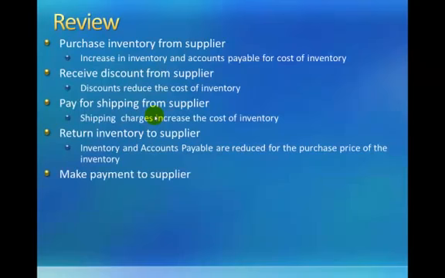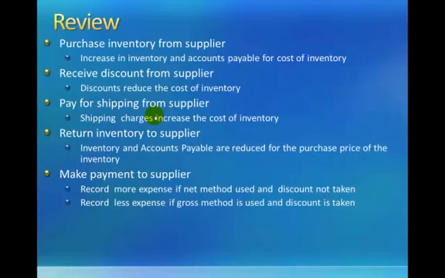When we return inventory to the supplier, both inventory and accounts payable are reduced for the purchase price of the inventory. When we make a payment to the supplier, we will record more expense if the net method is used and the discount is not taken, and we will record less expense if the gross method is used and the discount is taken. The gross and net method are a little bit confusing and tricky. You'll want to take some time to review that section of the module again and then practice it with some of the exercises. So this wraps up our first section on economic events related to inventory. Our next module will look at economic events related to the sale of inventory.